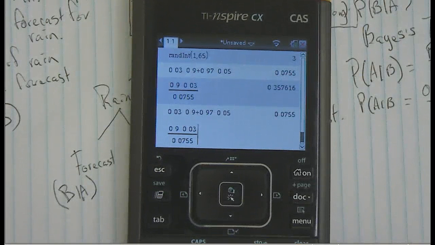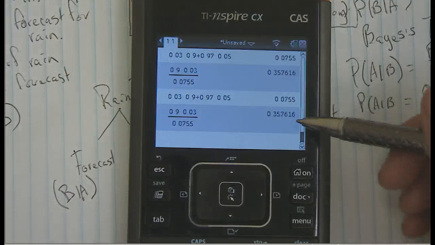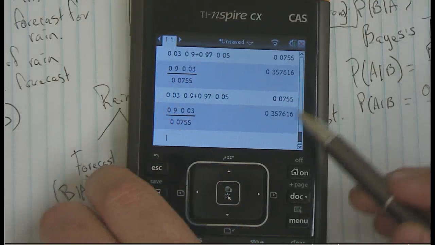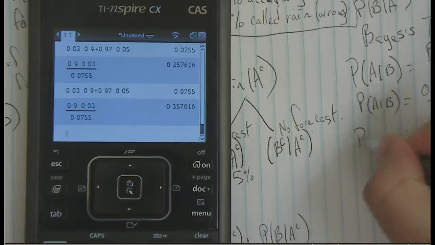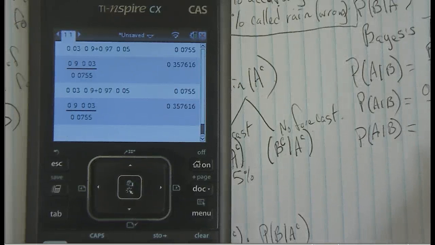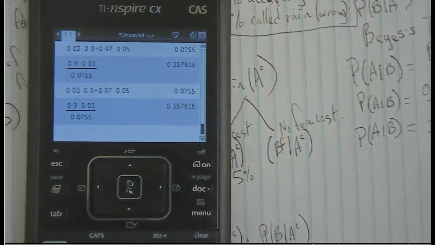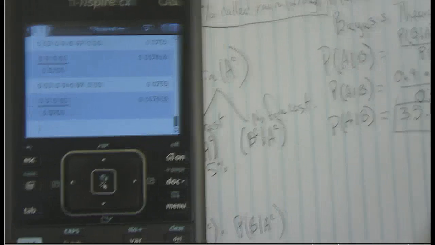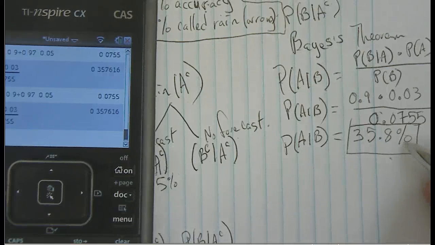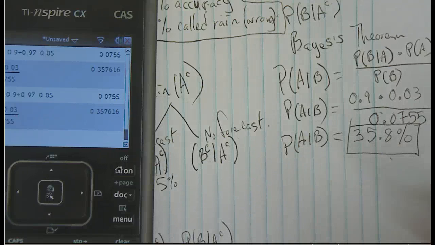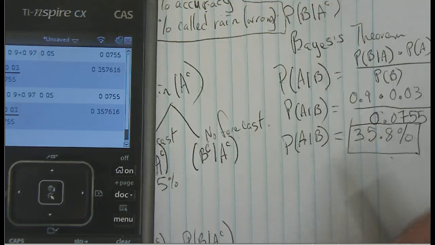So this might stun you a little bit. I know it's kind of surprising, but this answer right here is the probability that it's actually going to rain given there was a forecast for it in July. And that probability was approximately 35.8%. Wow, less than 50%. Just because it called for rain doesn't mean it was going to rain. In fact, less than half the time did it actually rain. It really didn't rain very often.